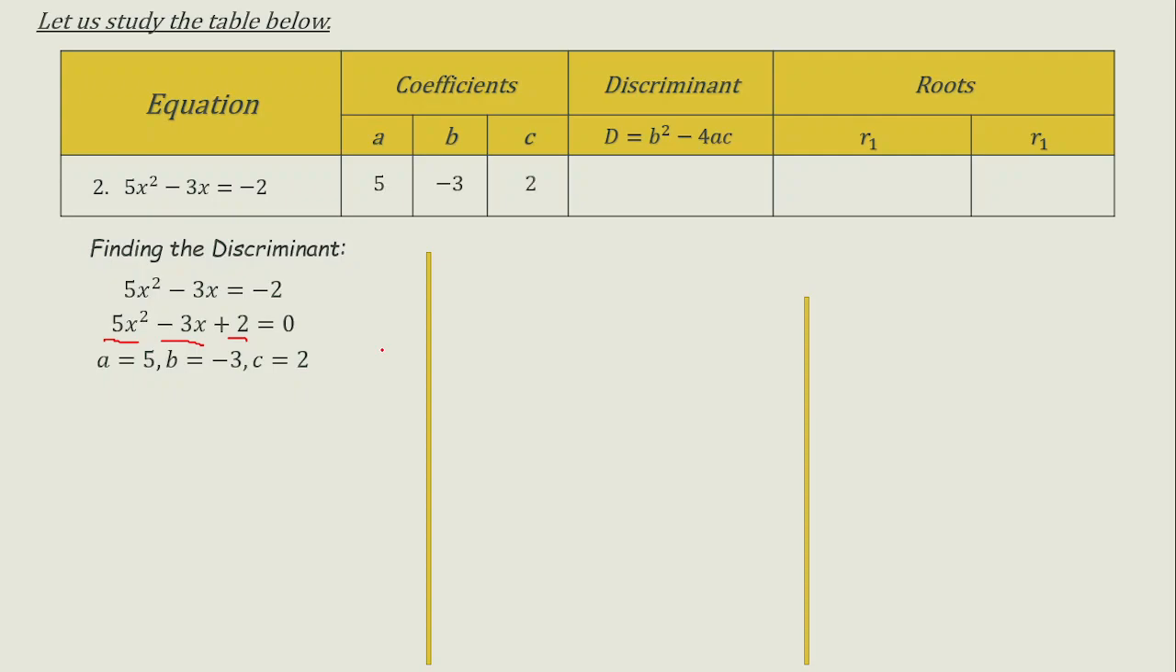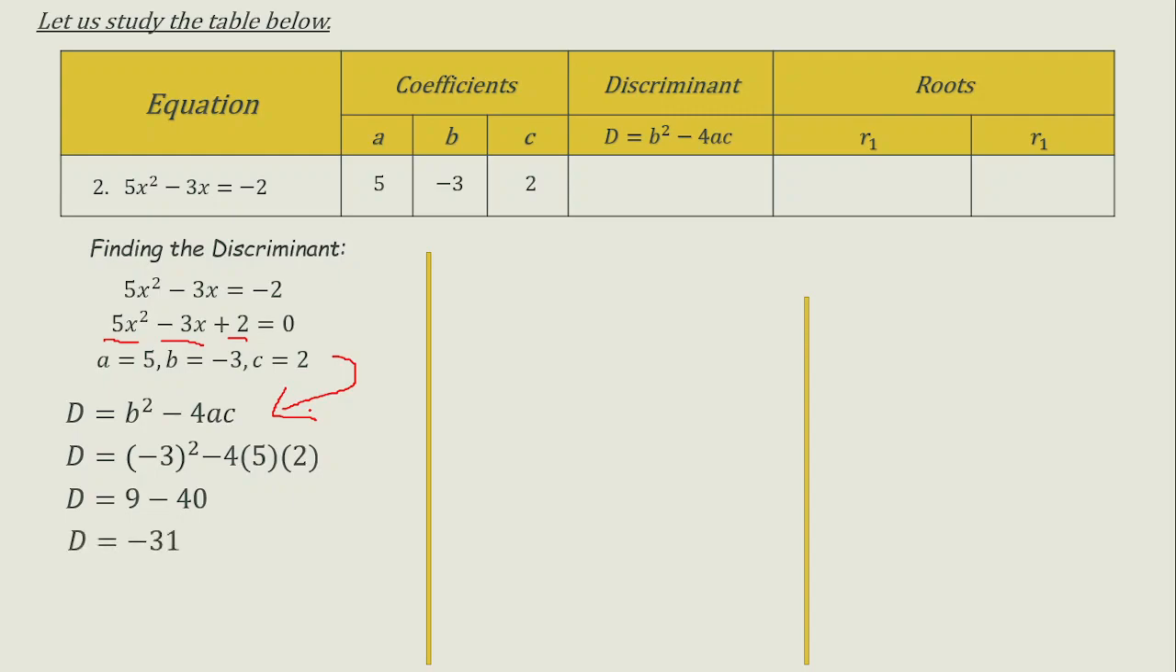Okay, after finding the coefficients, we are now allowed to find the discriminant. So the formula, after copying the formula, substitute the values. So D is equals to negative 3 squared minus 4 times 5 times 2. Then negative 3 squared, the answer is 9. Then negative 4 times 5, the answer is negative 20. Negative 20 times positive 2, the answer is negative 40. That's why ang susunod is D is equals to 9 minus 40. Then 9 minus 40, the answer is negative 31. So the discriminant or D is equals to negative 31.